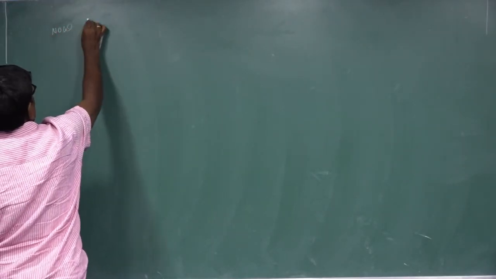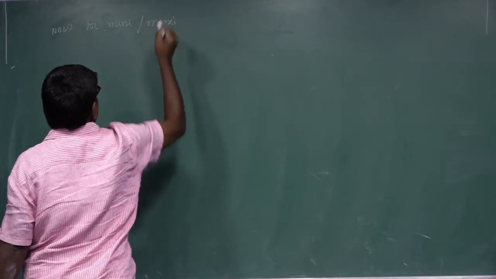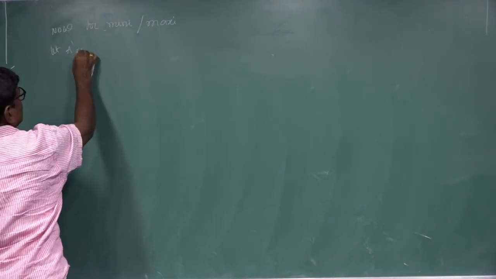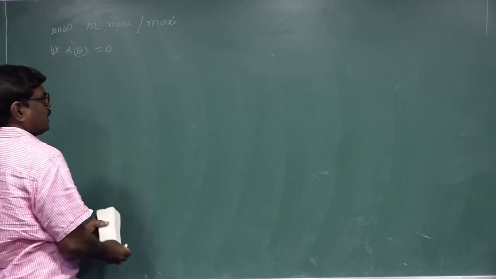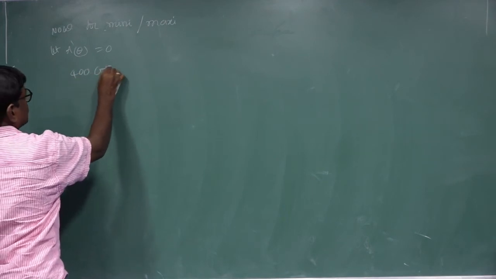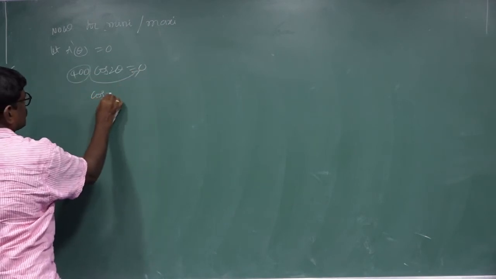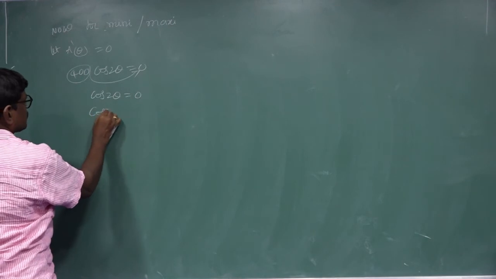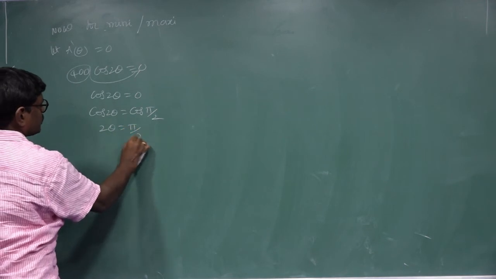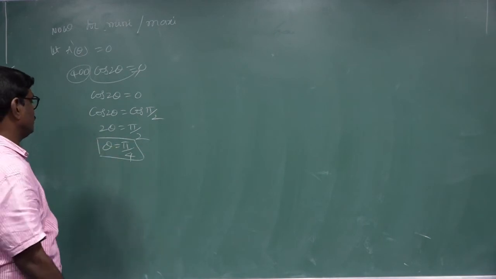Now, for minimum or maximum, let A dash theta equal 0. A dash theta is 400 cos 2 theta equal to 0. The constant is taken outside. Cos 2 theta equal to 0, so cos 2 theta equal to cos pi by 2. 2 theta equal to pi by 2. Theta equal to pi by 4.